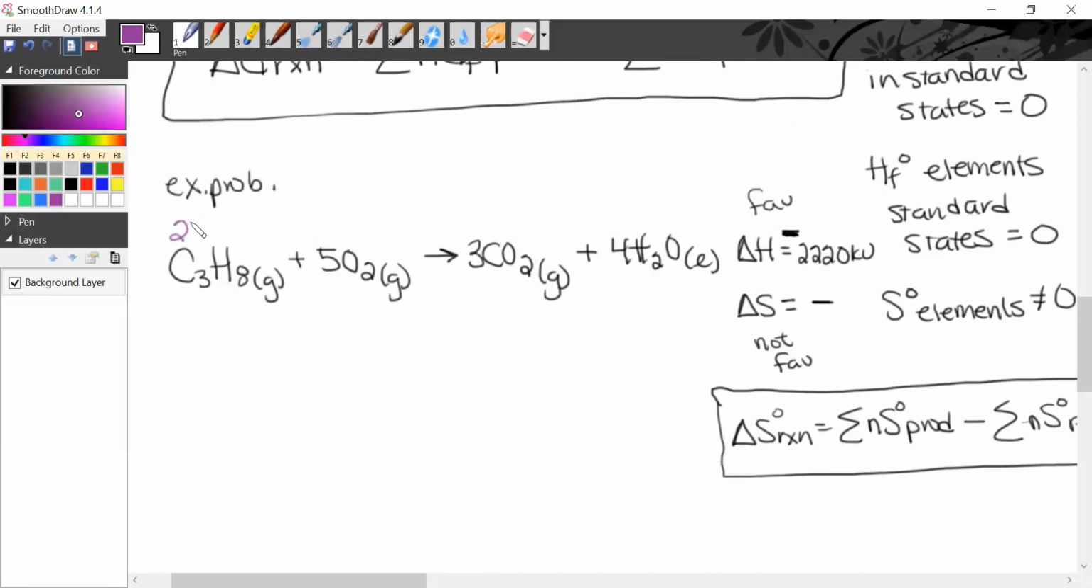This one is 269.9. And I know this is just plugging and chugging, but we're going to tie it all together at the end. 205.0. Remember, elements are not zero. Even though that's an element in its standard state, it's still got an entropy. And the carbon dioxide is 213.6. And the water is 69.91.